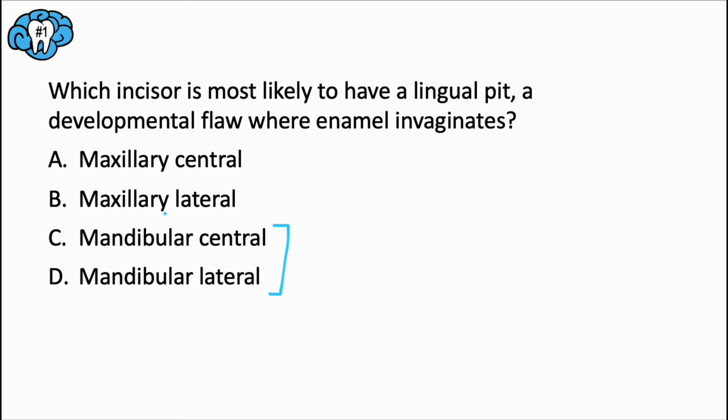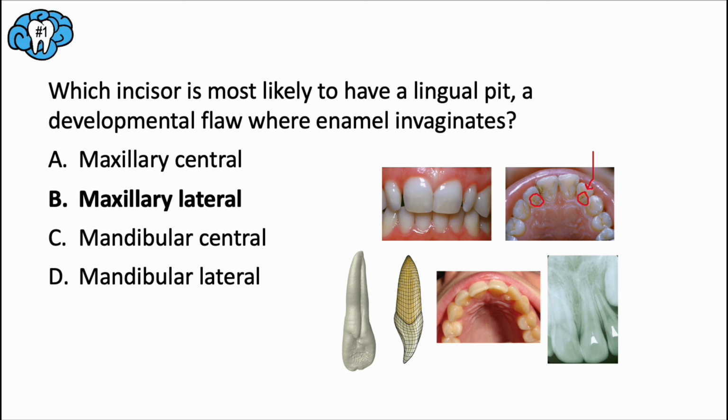Well, you may recall that the maxillary lateral has the most prominent marginal ridges of all anterior teeth and the most distinct and deepest lingual fossa of all anterior teeth. All of that together sets this tooth up to be the most likely to have a lingual pit anomaly, in addition to a host of other possible anomalies. We had a whole slide dedicated to the weird things that can happen to the maxillary lateral incisor. So the answer to that question is B. And here were our examples of lingual pits.